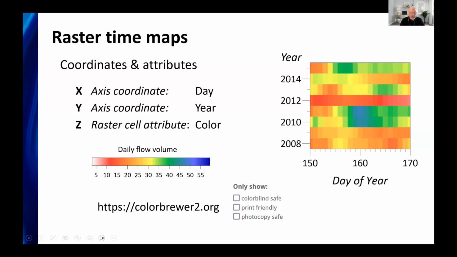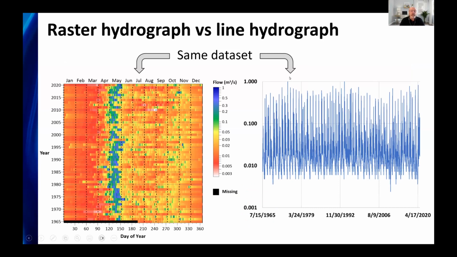So from there, here we go. Here are two graphs, the raster hydrograph and the line hydrograph. These are the exact same data set. And yet, at a glance, you can see there is a lot more information, a lot more detail on the plot on the left side as opposed to the right side.